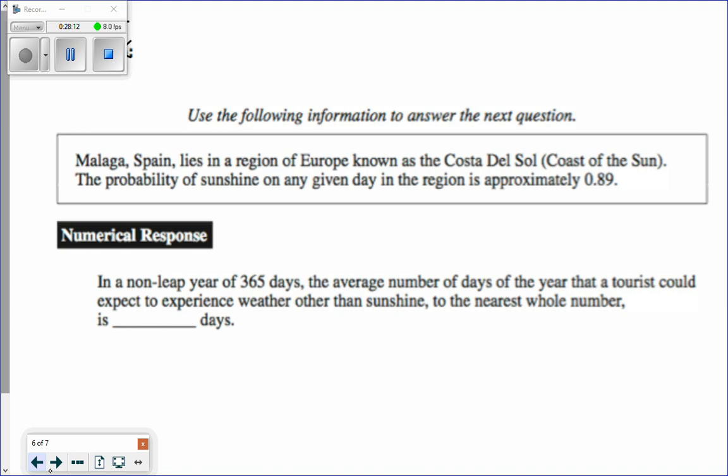Okay. Malaga, Spain lies in a region of Europe known as Costa del Sol. The probability of sunshine on any given day is 0.89. So in other words, number of favorable over total number is 89 out of 100. However you want to think of it. In a non-leap year of 365 days, the average number of days of the year that a tourist could expect to experience weather other than sunshine. So if the chance of sunshine is 89%, not sunshine would be the other 11%.